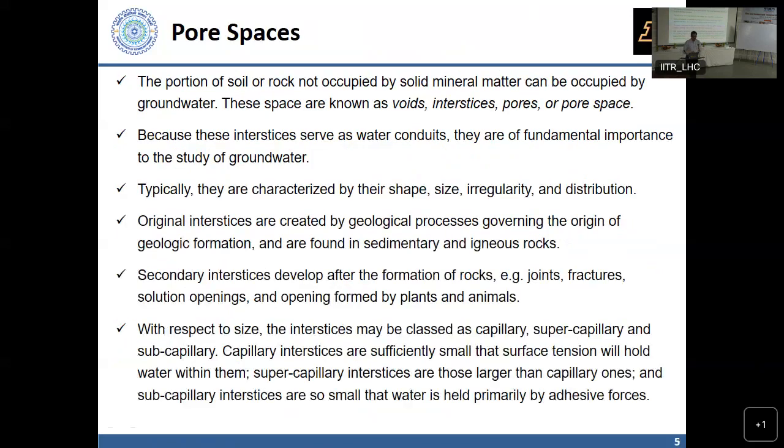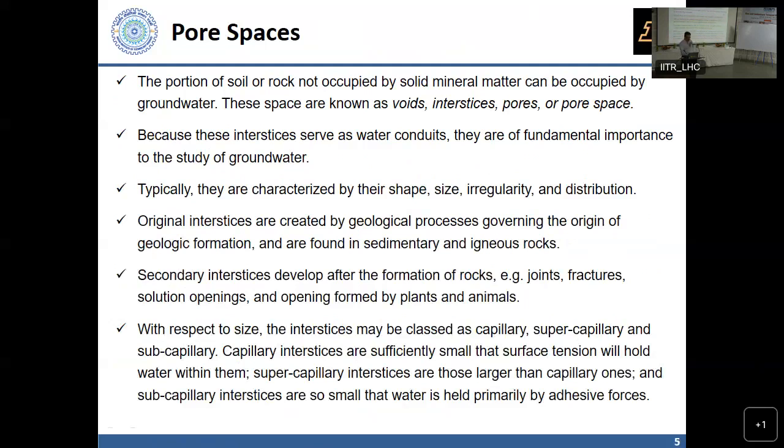The important part, of course, for us is the pore space. This is the portion of the soil or rocks that is not occupied by solid mineral matter. You'll hear many terms: voids, interstices, pores, pore spaces. All of these are synonymous.